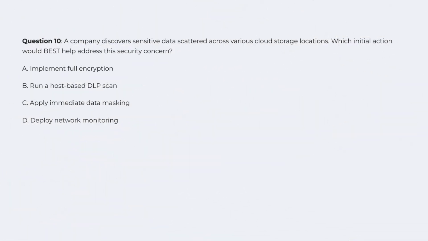Question 10. A company discovers sensitive data scattered across various cloud storage locations. Which initial action would best help address this security concern? A. Implement full encryption. B. Run a host-based DLP scan. C. Apply immediate data masking. D. Deploy network monitoring.